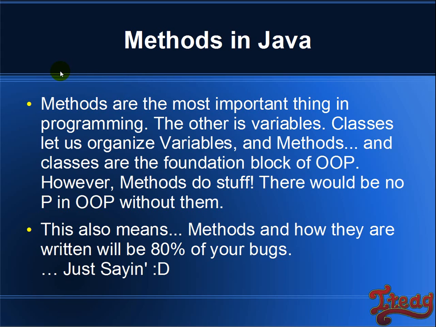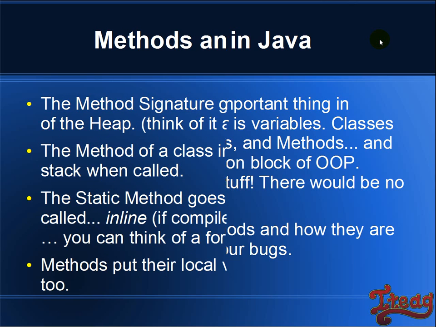This also means methods and how they're written will be 80% of your bugs, just saying. When you do stuff, stuff can go wrong. We're all human. Oh, and of course, I'm covering the whole speech for those who are just translating, and then I'll jump in and play with it for those who are starting off from the ground floor and working their way up.